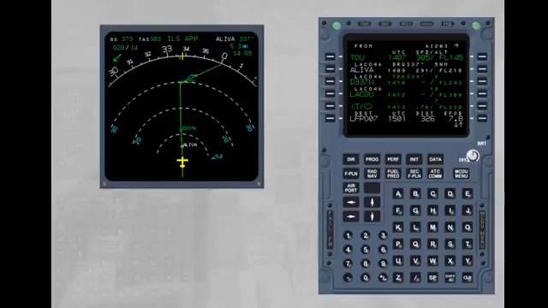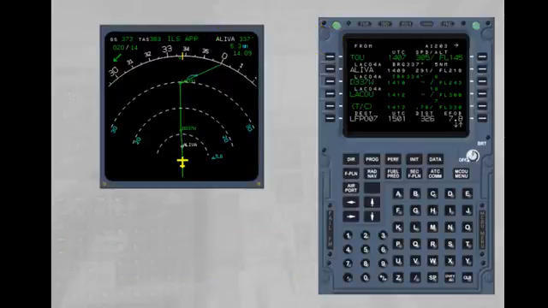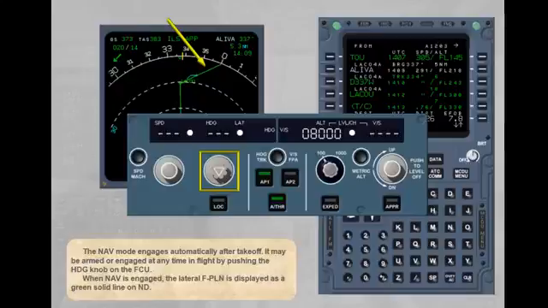The navigation mode is the lateral managed mode, which guides the aircraft on the active leg defined by the from and the to waypoints. The navigation mode engages automatically after takeoff. It may be armed or engaged at any time in flight by pushing the heading knob on the FCU. When navigation is engaged, the lateral flight plan is displayed as a green solid line on ND.